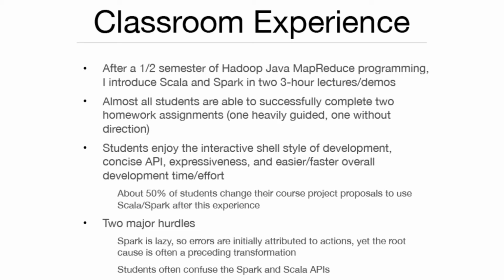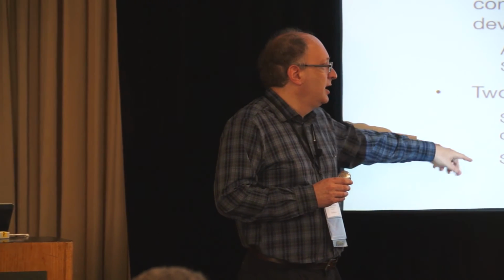2 hurdles I've seen. I mentioned this laziness point. Errors that you find in an action because of lazy processing could have been caused by a previous transformation, so that can make debugging difficult. We're all used to when we do something and we get an exception, what we just did must have been the cause. Well, in a lazy environment, that's not true. And sometimes, since the Scala and Spark APIs are so seamless, it can be difficult for them to know what function they're using. Is it a Spark function or is it a Scala function? And sometimes they get those confused.